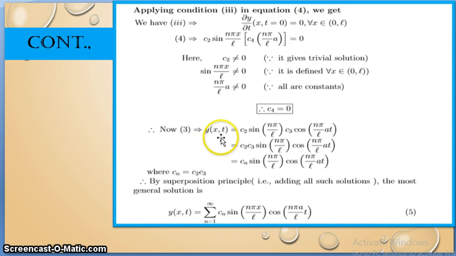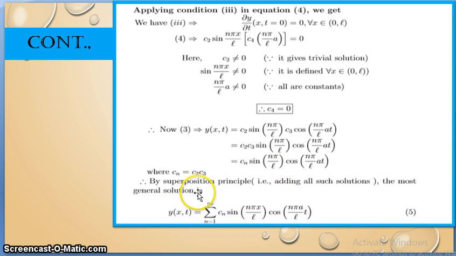We get y of x comma t equal to C2 sin(n pi x by L) times C3 cos(n pi a t by L). So next we can write C2 C3 sin(n pi x by L) cos(n pi a t by L). I can take this C2 C3 in terms of Cn. Therefore Cn sin(n pi x by L) cos(n pi a t by L), where Cn equal to C2 C3. We can take this as equation number 5. Instead of Cn I can take Bn here.